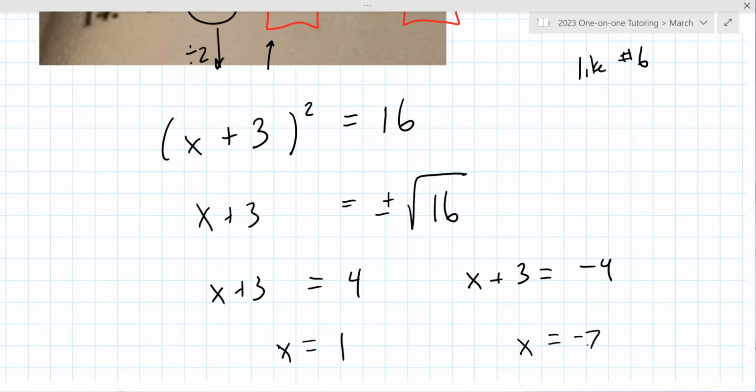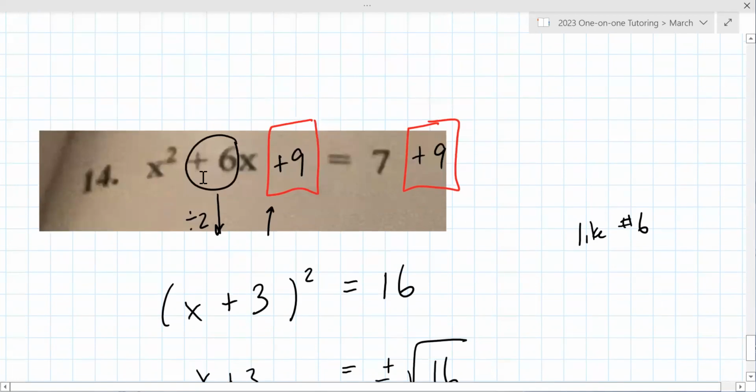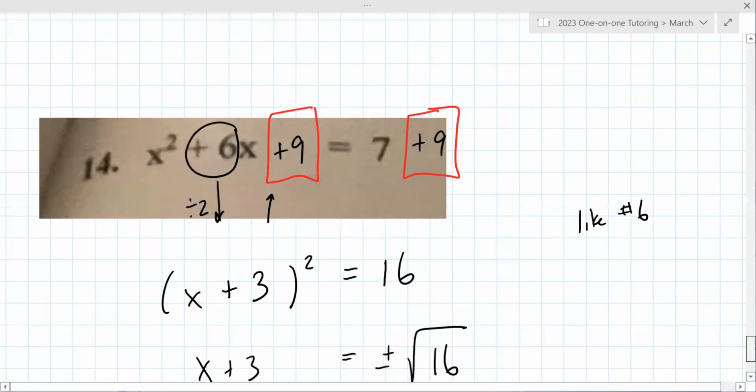So let's go back and summarize here. Completing the square is you take half of this number, put it down here, and then square it, put it back in where the red is, put it on both sides. Then it becomes a problem like number 6. Okay. Now it doesn't always work out nicely, so we'll see that in 15 here. Let me snip that in. But it is the same process.